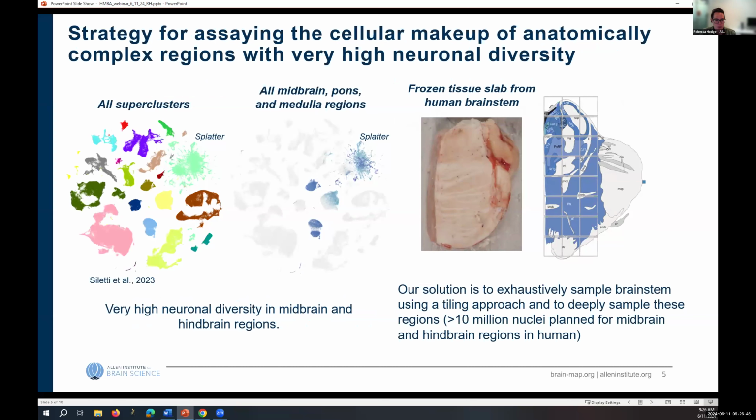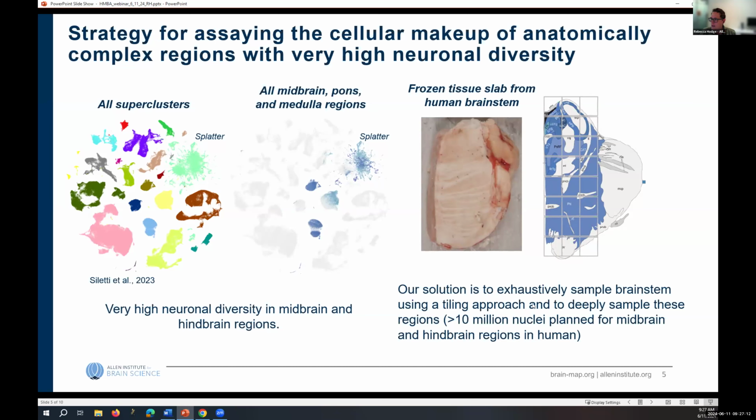So here, I'm just reiterating this by showing you again the superclusters from the study that Kim discussed and highlighting superclusters originating from pons, medulla, and midbrain regions. You can see that these dissections contribute heavily to the highly diverse and undersampled splatter supercluster that Kim discussed. These regions of the brain are also very anatomically complex. They contain many small nuclei that are difficult to distinguish in frozen brainstem.